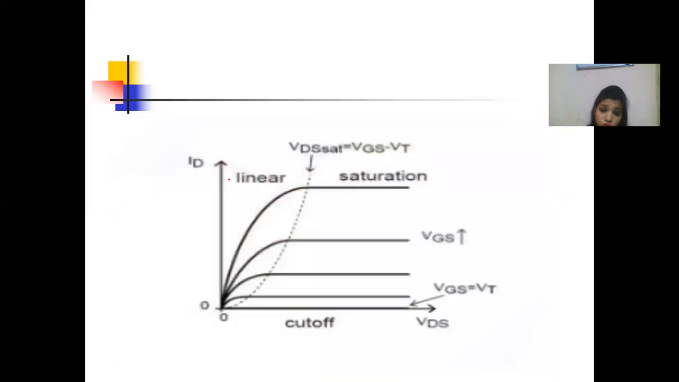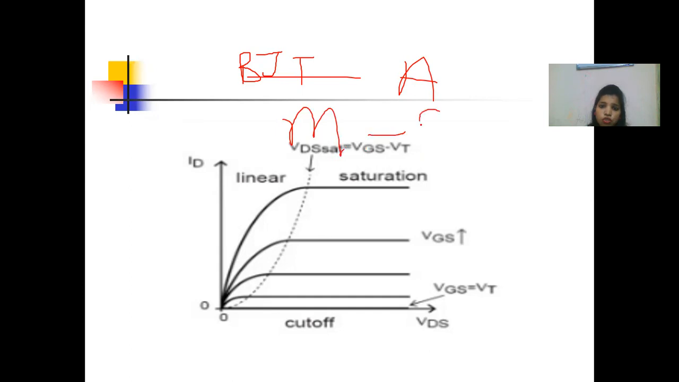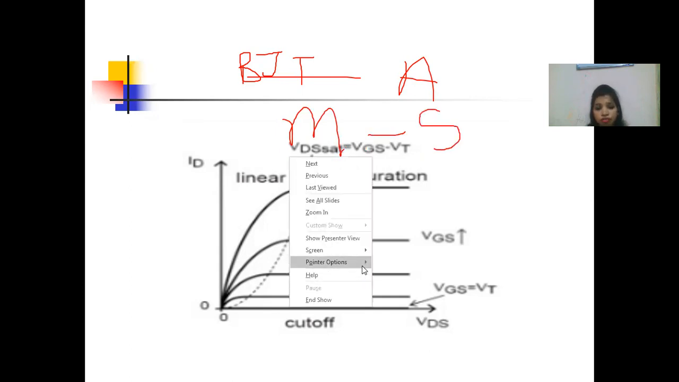Now this is the main important thing. As you know, in a transistor there are three regions of operation: cutoff, saturation, and linear. And the main thing is in which region the transistor behaves like an amplifier. In BJT, the transistor behaves like an amplifier in the active region. But in MOSFET, the transistor behaves like an amplifier in the saturation region. That is the basic difference.